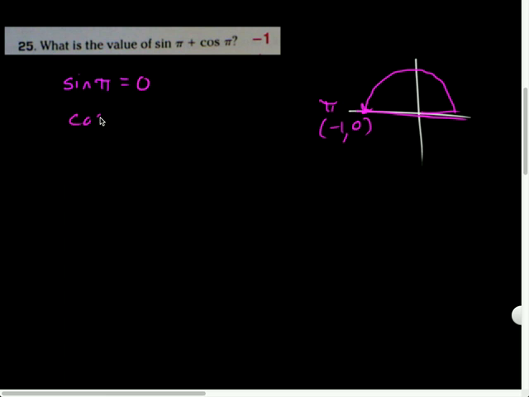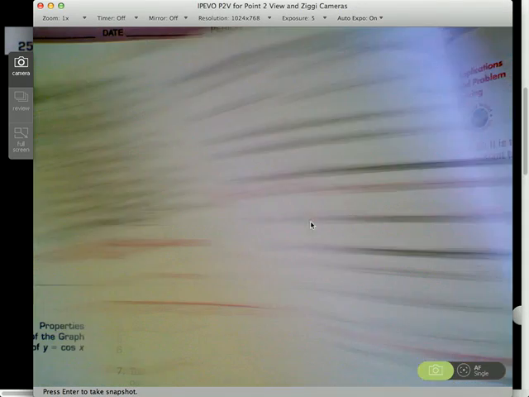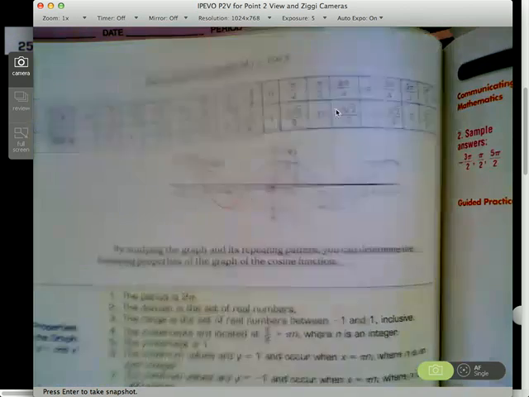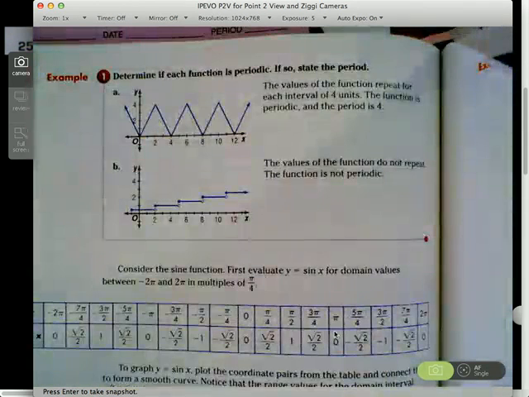The value of cos pi would be -1. So 0 plus -1 would equal -1. Because sine is equal to the y-coordinate, cosine is equal to the x-coordinate of a point on the unit circle. We also could have figured that out looking at our little chart, where you could have said cosine of pi is -1, and sine of pi is 0, and then you could have figured it out that way as well.